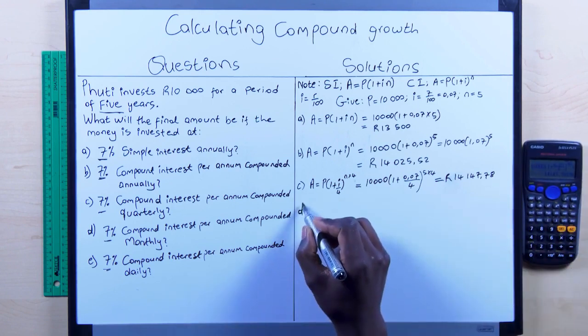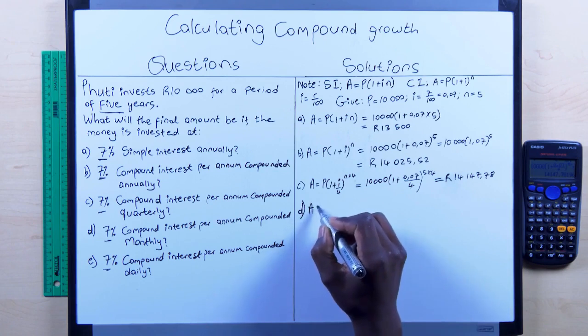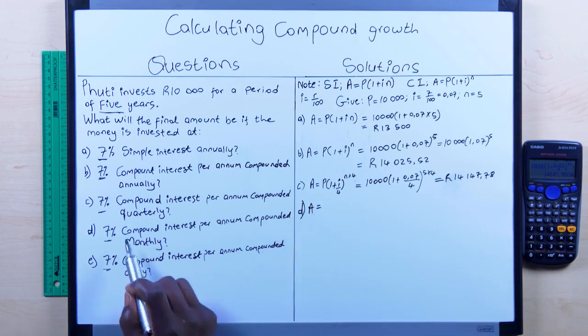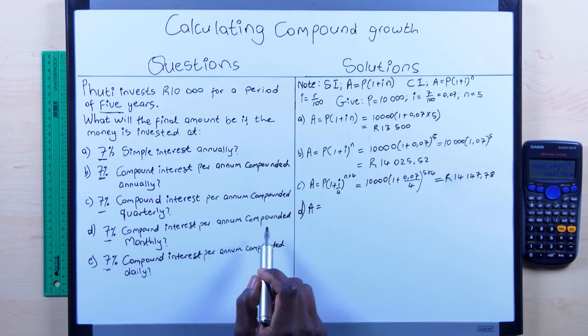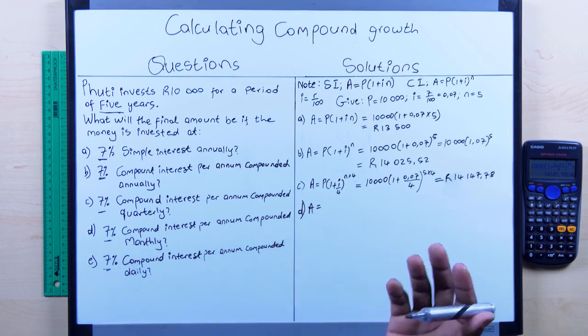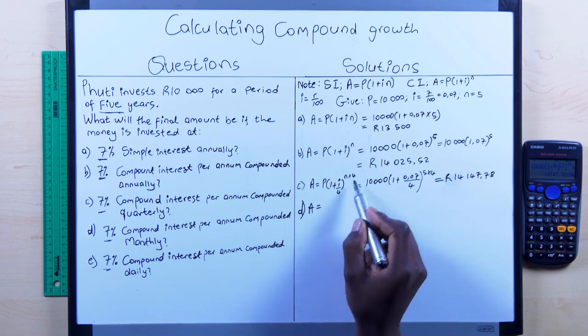Number D. In this case, compound interest per annum, compounded monthly. You ask yourself, how many months are in 1 year? 12 months. So you're going to divide by 12, multiply by 12.